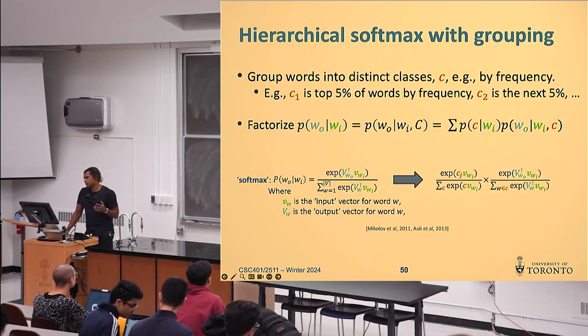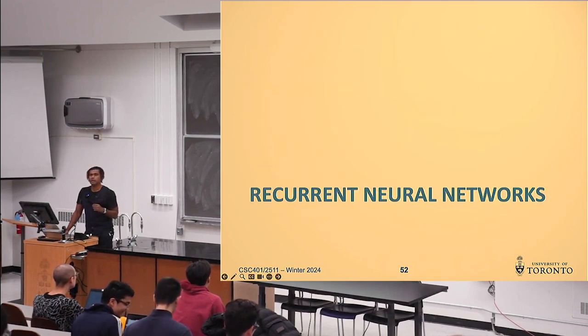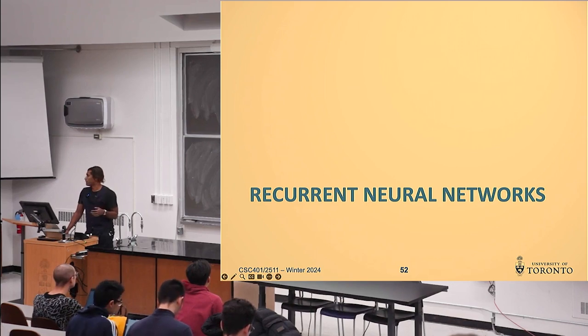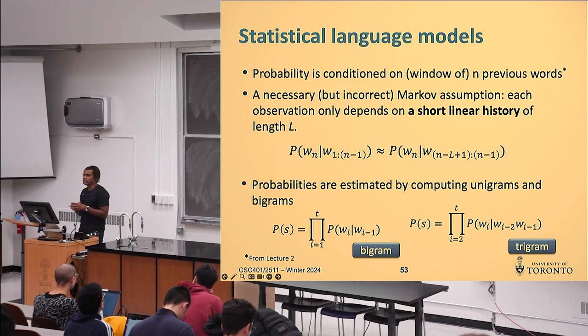So we looked at hierarchical softmax with grouping, and then we'll start talking about more regular language models today. We'll talk about recurrent neural networks. And before we get started, I just wanted to give you a sort of intuition and the problem formulation: why do we want to use recurrent neural networks?